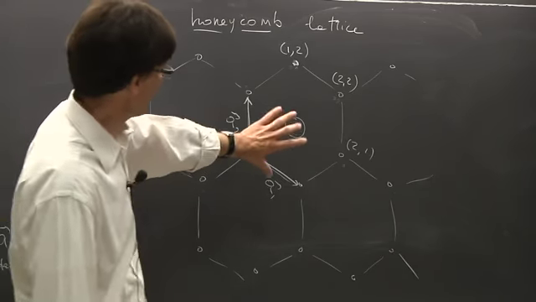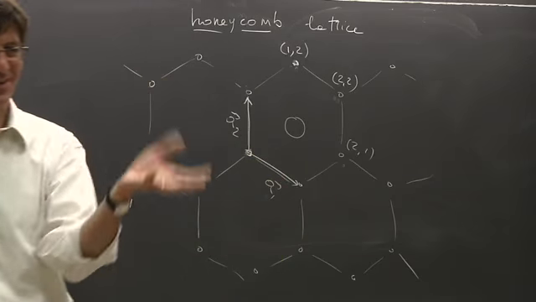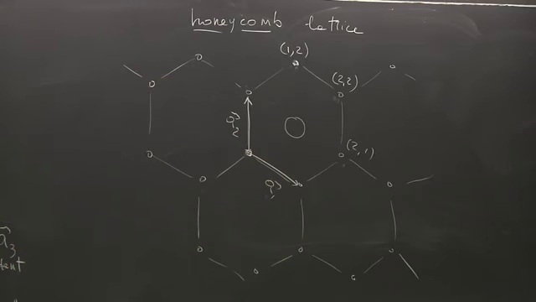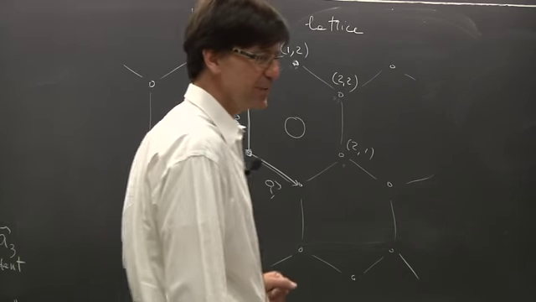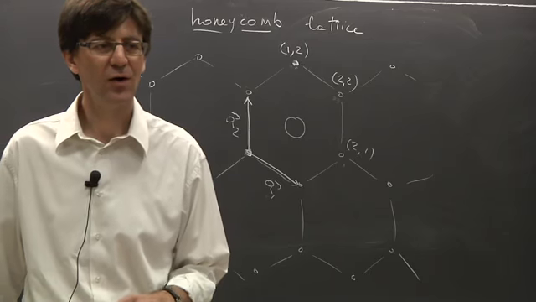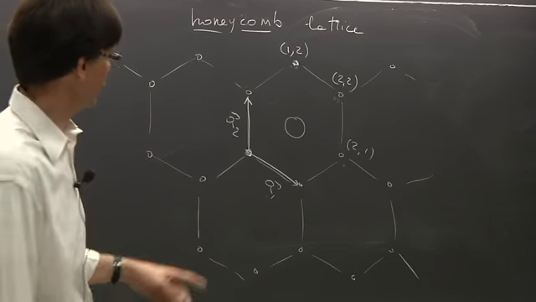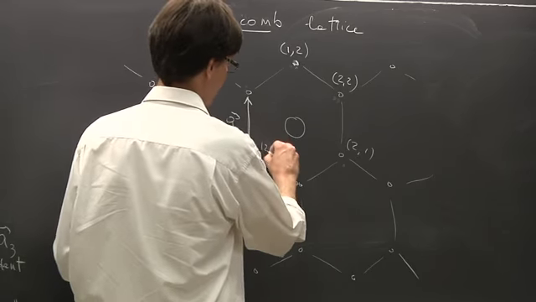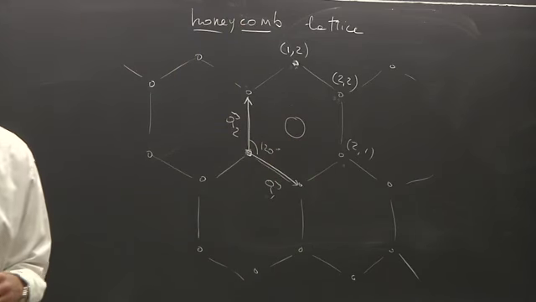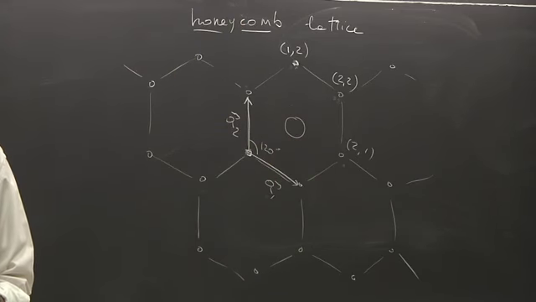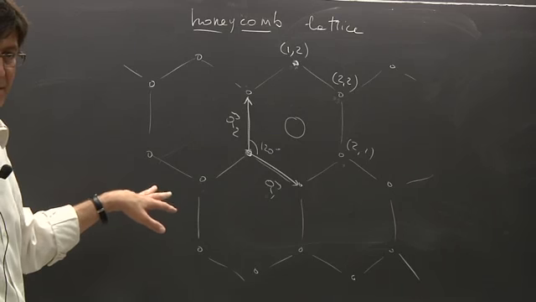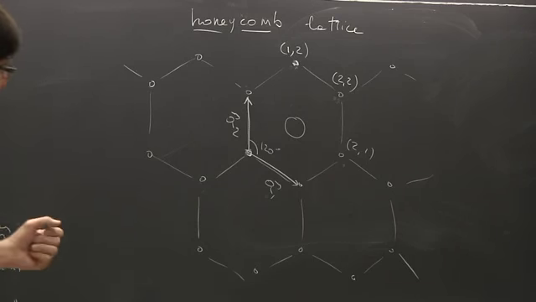But this system clearly has rotational symmetry. Rotated by 120 degrees, nothing changes. Now, let's think a little bit. What is the angle between these two vectors? This must be 120 degrees, obviously. Still, I have to find primitive vectors that define that lattice. Can I find them?